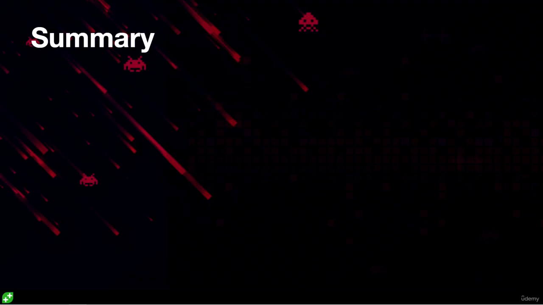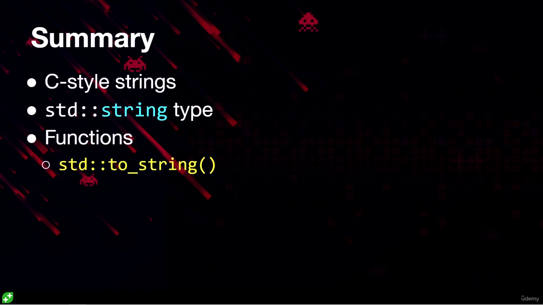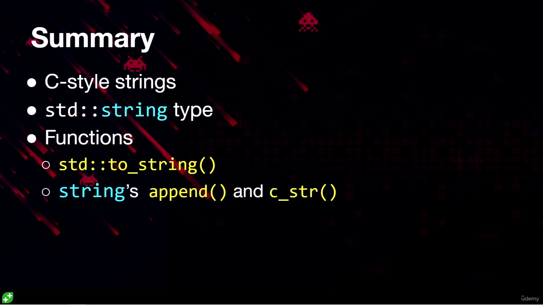So in summary, we printed the character's health value to the screen, and that involved the use of strings. We first had a discussion about C-style strings, and then we learned about the standard string type. We also learned about some special functions like the toString function and the string's append and c_str functions. We're almost done with this game. In the next video, we're going to wrap this up by adding multiple enemies to the level. See you soon!